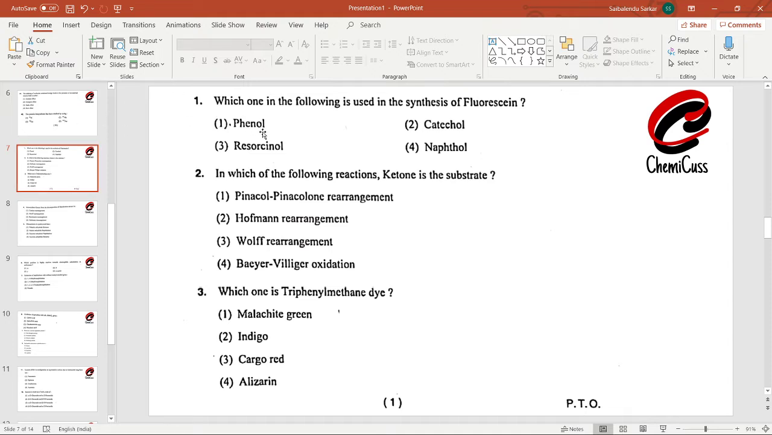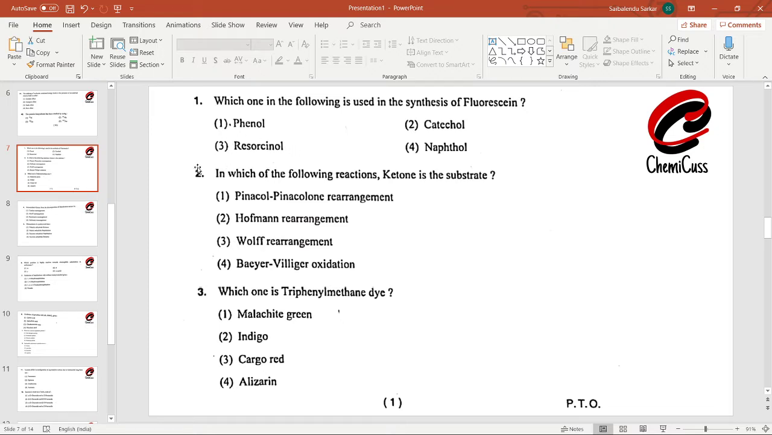First question: which of the following is used in the synthesis of fluorescein? Fluorescein is an organic molecule, basically made from resorcinol in reaction with phthalic anhydride. This reaction produces a conjugated structure which is responsible for the fluorescence of this compound. So for question number 1, option 3, resorcinol, is the correct option.